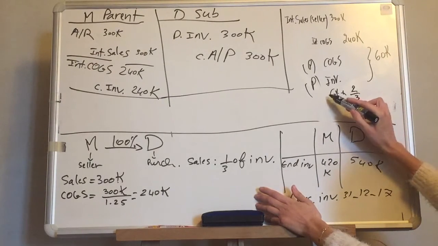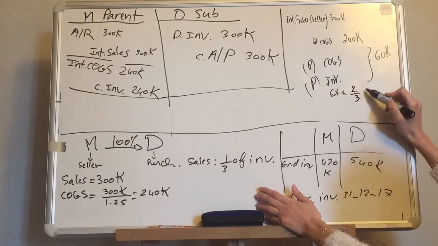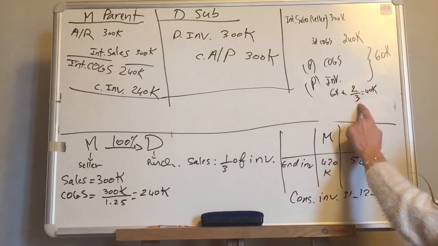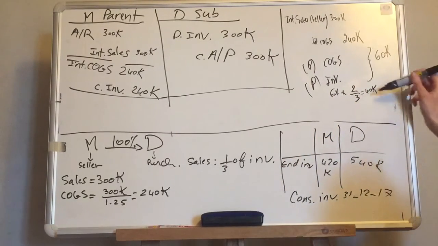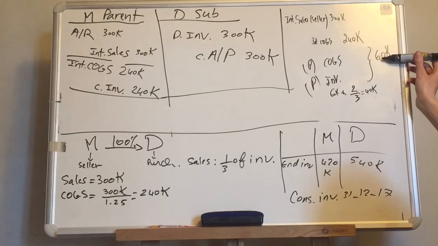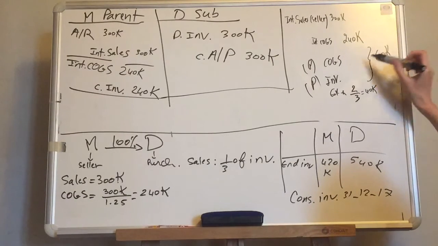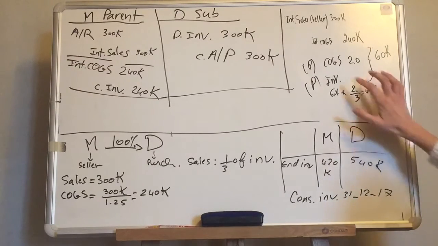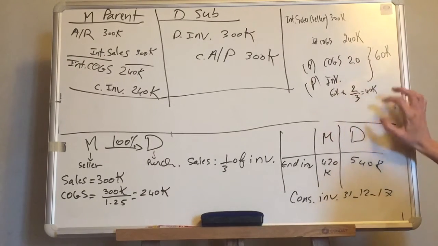3 into 60 is 20. 20 times 2 is 40K. You can use your calculator, but it's not necessary: 60 times 2 is 120, divided by 3 is 40K. 40 plus 20 equals 60. You have to pay attention.